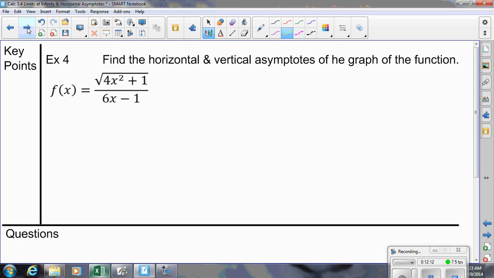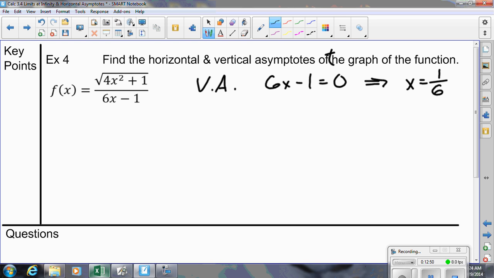For example, here, find the horizontal and vertical asymptotes of the graph of the function. Okay, so where do vertical asymptotes come from? Vertical asymptotes, remember, generally come from dividing by 0. So when 6x minus 1 equals 0, we're likely to have a vertical asymptote. That tells us x is equal to 1/6.